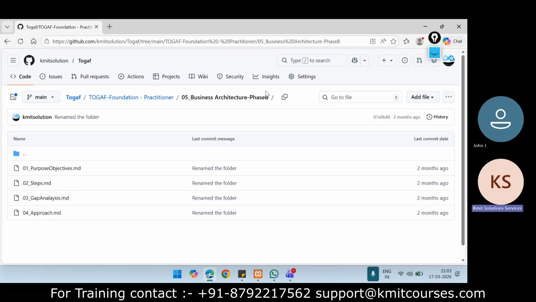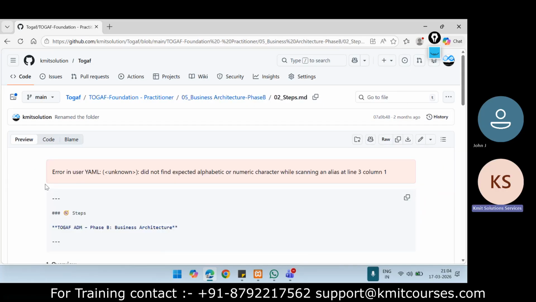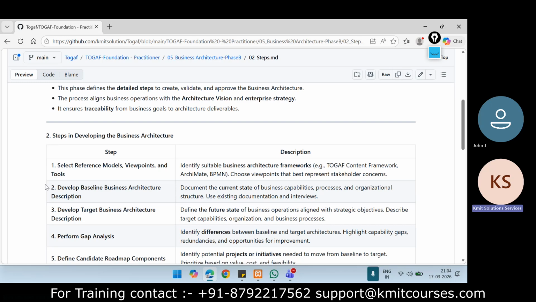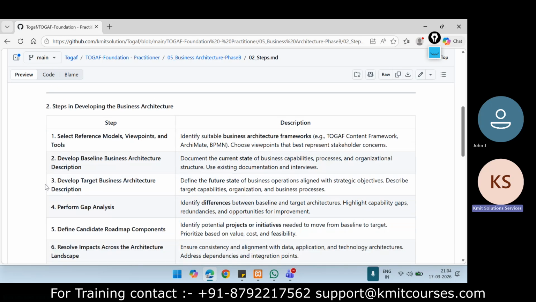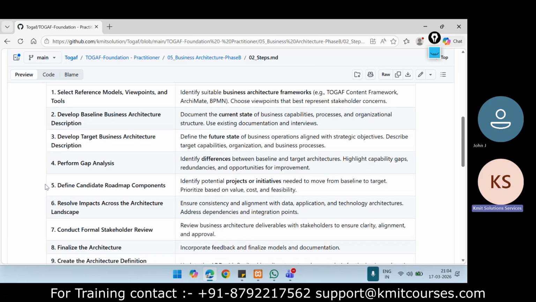Here we have also seen how we can get that information. So there are different steps included in phase B, right? We need to select the reference model, develop the baseline architecture and target business architecture. We need to perform the gap analysis, define the candidate roadmap components, and resolve the impacts across the architecture landscape on all the domains. We need to conduct a formal stakeholder review.